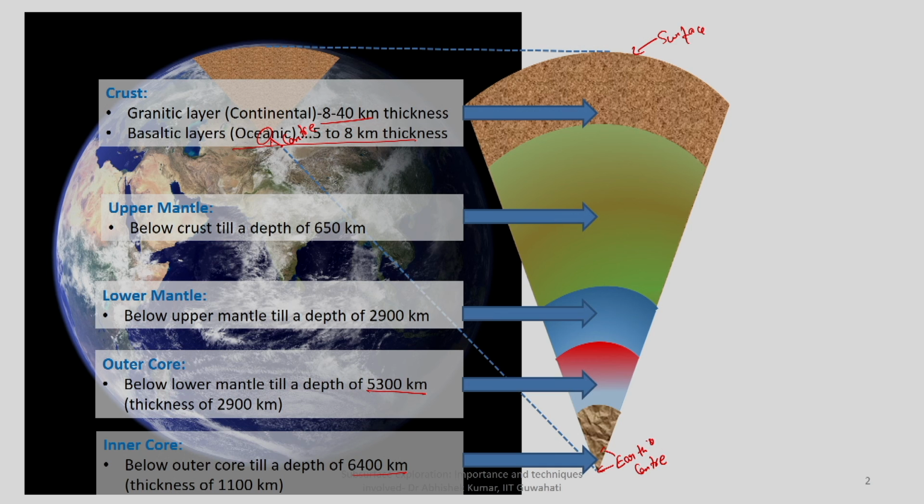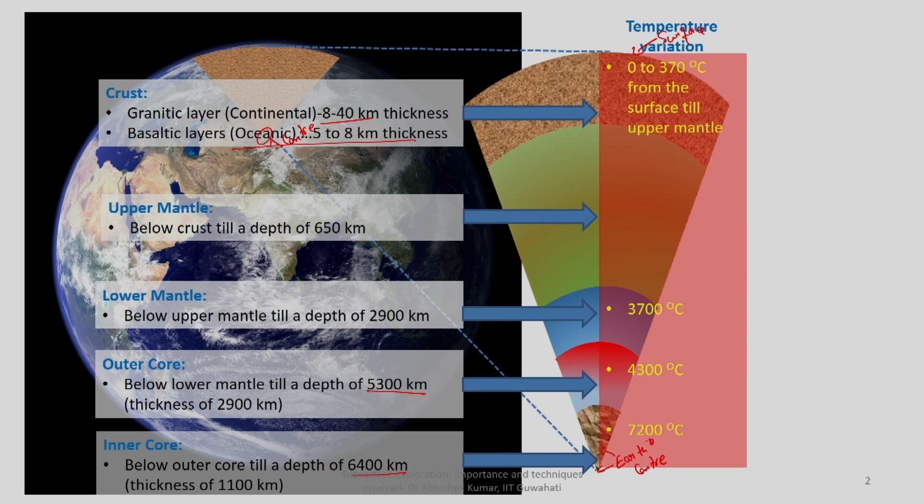So, from the center of the earth up till 5300 kilometers depth, that is, the 1100 kilometer radius solid spherical medium, that is called the inner core. This is about the thickness: if you start from the surface of the earth and reach the center of the earth, these are the different kinds of layers which exist.